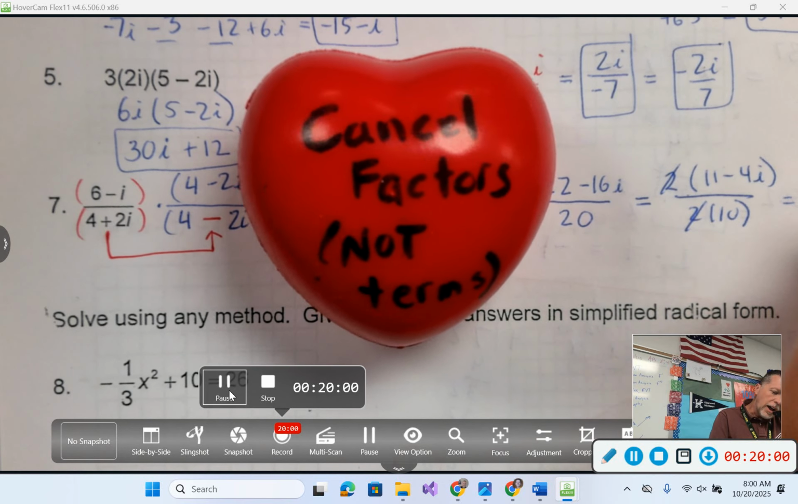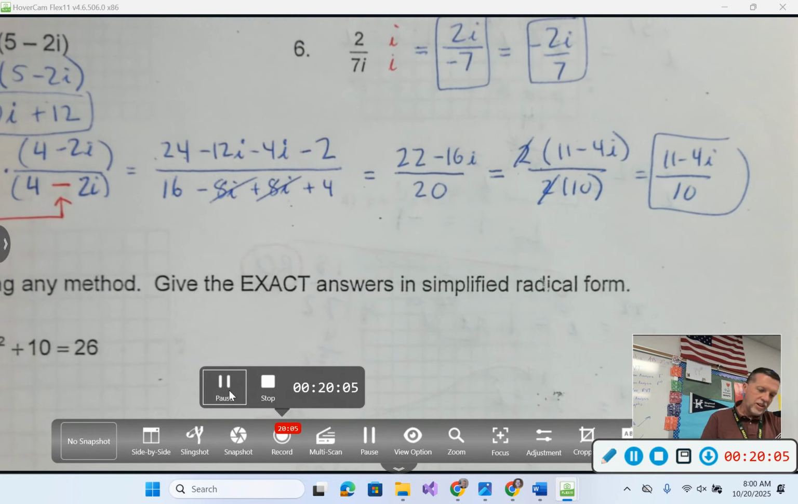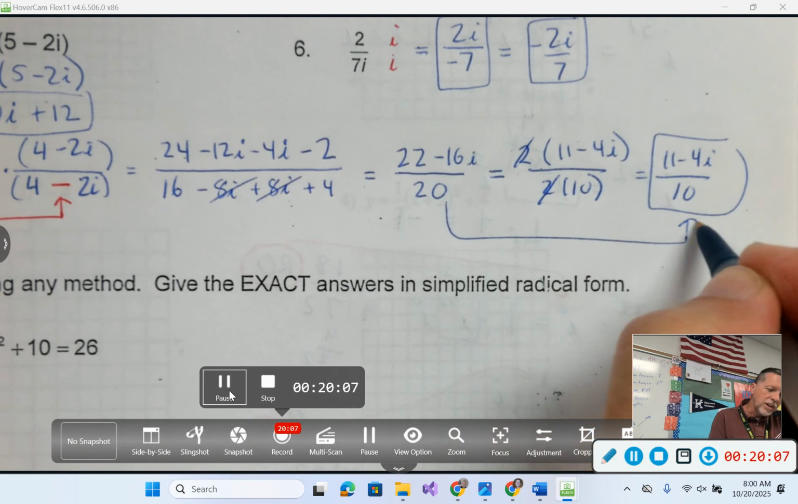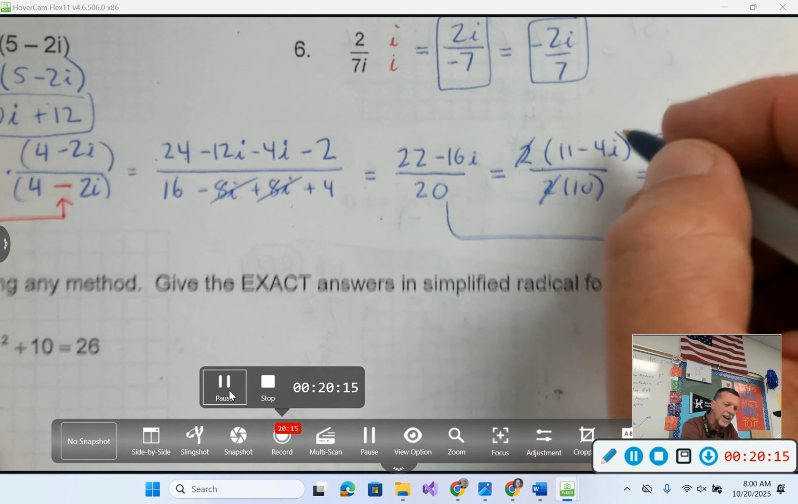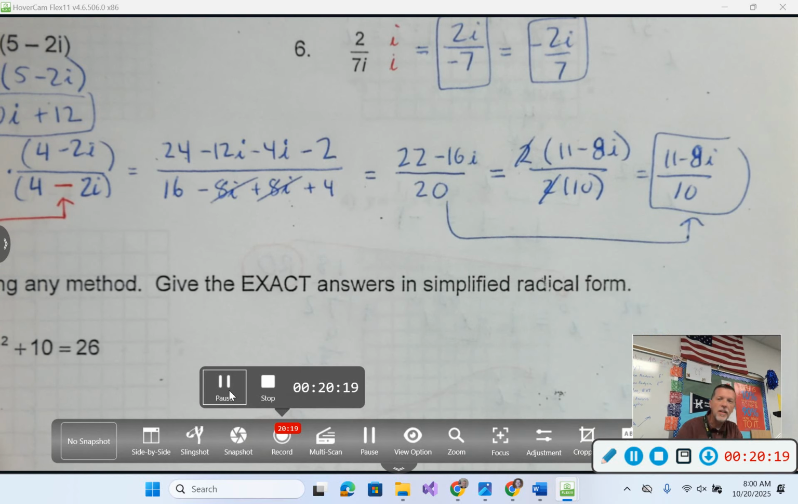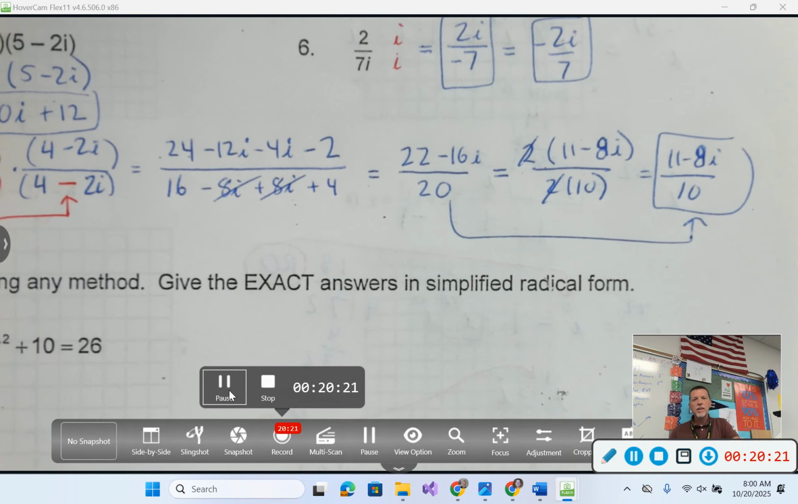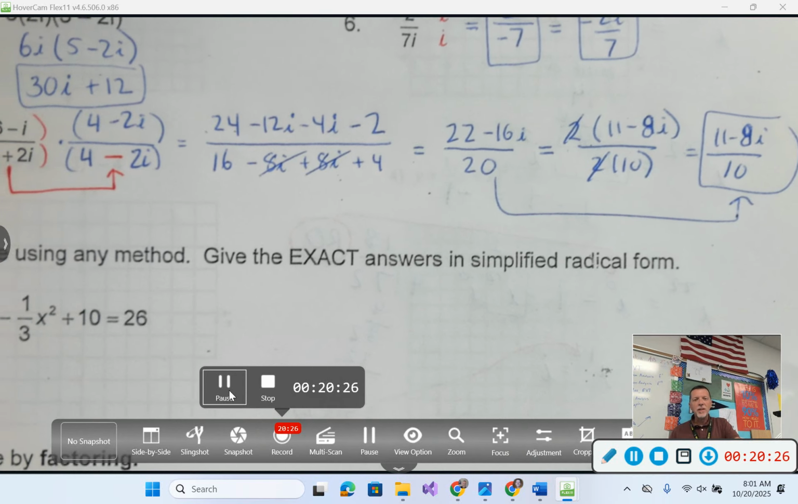11 minus 4i over 10. Most of you are not going to show that step. You're going to jump straight to there because you just divide everybody by 2, which is fine. What's that? Uh-oh, what'd I do? It would be 8i. Thank you. That's why I should show my work, but I still messed it up.